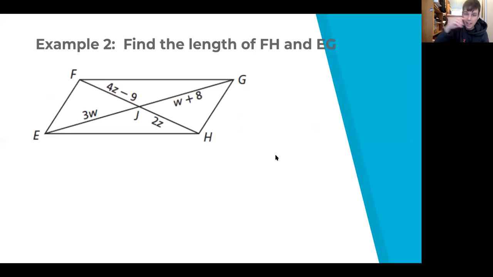Okay. And now last example here. Here we have the diagonals. So we do need to keep in mind that the property at play is that the diagonals bisect each other. They cut each other in half. So this diagonal is cut in half. This diagonal is cut in half. They are not equal. One of the diagonals is longer than the other, but the halves are equal. So we actually have 2 separate equations to write. 4z minus 9 equals 2z. That's this one here. And then 3w equals w plus 8.